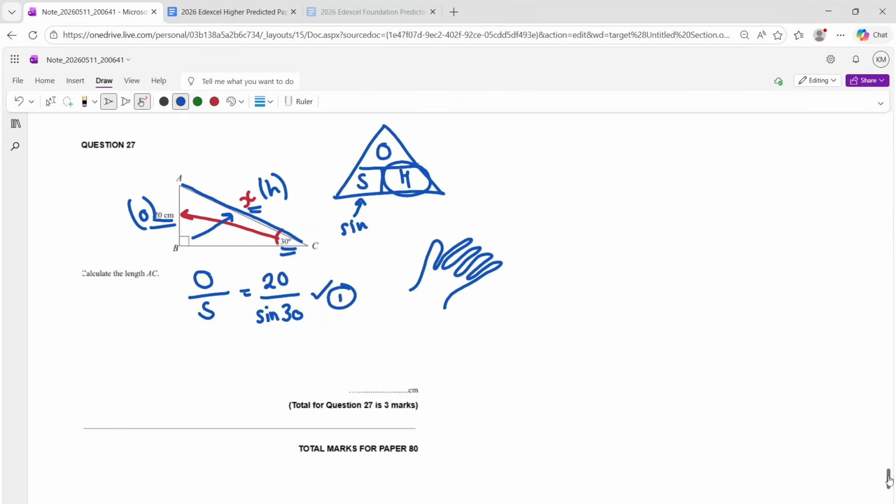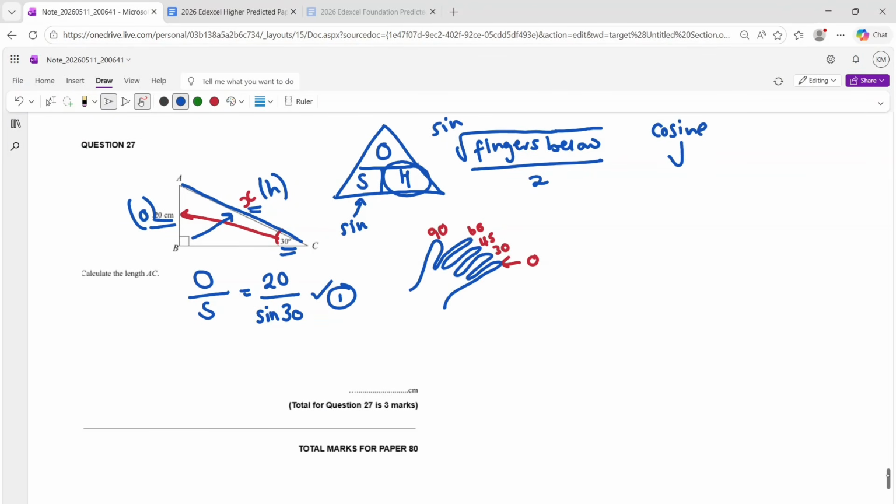I always label as 90 degrees. This is 0 at the bottom. Then I've got 30 degrees, I've got 45 degrees, and I've got 60 degrees. So that's each of my fingers. Okay, and the rule is for sine, and you'll understand a bit more in a minute, is the square root of the fingers below over 2. If you're asked to do cosine, it's the square root of the fingers above over 2. Tan's different. We won't do tan today, but anyway, so that's how you do it.